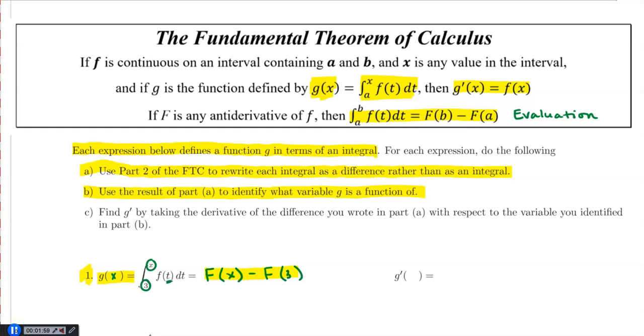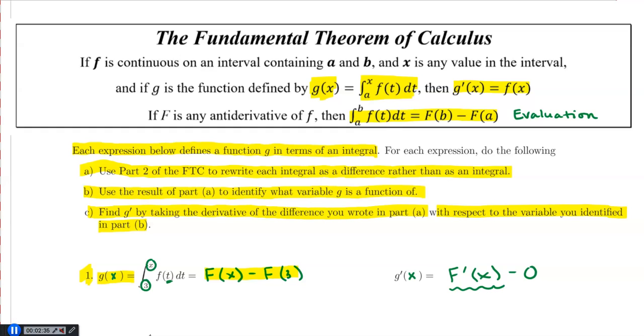And finally, C, find g prime by taking the derivative of the difference we wrote in part A with respect to the variable we identified in part B. So if we take the derivative of the left side, we get g prime of x. And if we take the derivative of the right side, we get capital F prime of x minus the derivative of F of 3, but F of 3 is just a constant, so that will be 0.